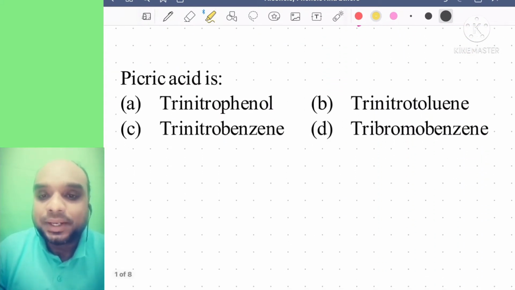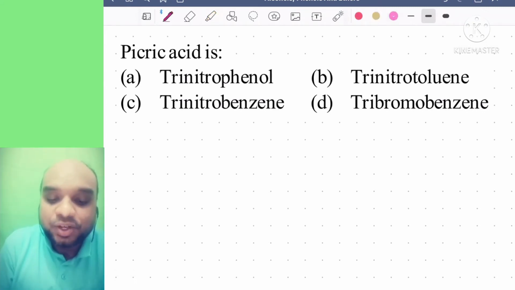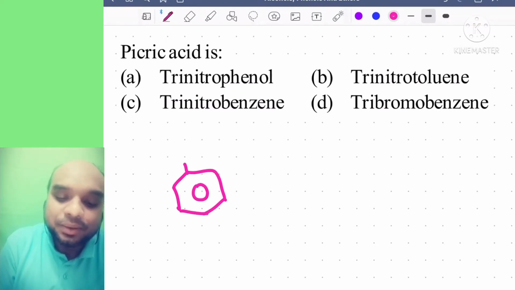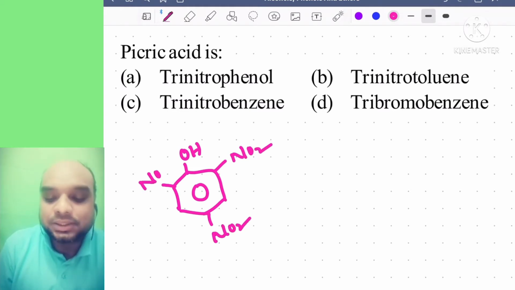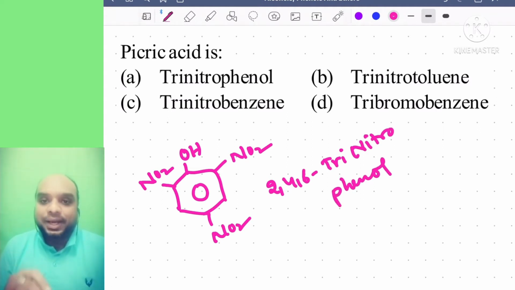Next question. Picric acid. What is picric acid? When phenol has nitro groups at the second, fourth, and sixth positions, this is called picric acid. It is also called 2,4,6-trinitrophenol. So this one is called picric acid.